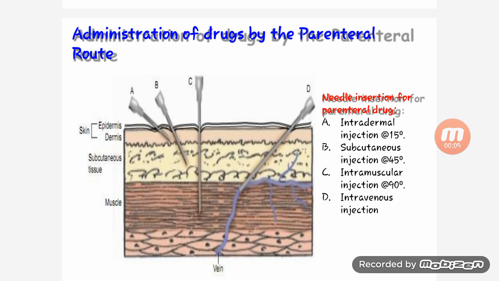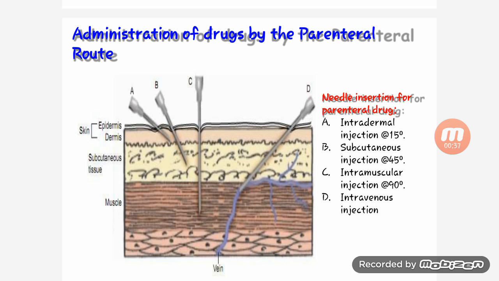So let's see. You can see the skin here. The first layer is the epidermis, next is the dermis, then subcutaneous tissue and muscles. Let's see, there are four needles. You can see A, B, C, D. The needle inserted for the parenteral drug is the intradermal injection. It is at 15 degrees, which is A. So it is intradermal. You can see that in the dermis.